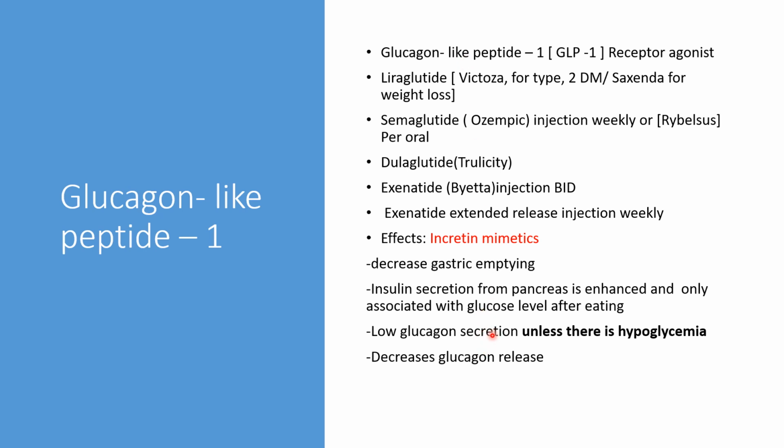And remember, glucagon will shoot the glucose up. We need glucagon in hypoglycemia, not in hyperglycemia. So we don't need it. And the drug will do just that for you. But in hypoglycemia, that will not be the case, okay? So, and then the glucagon secretion and release will be decreased.